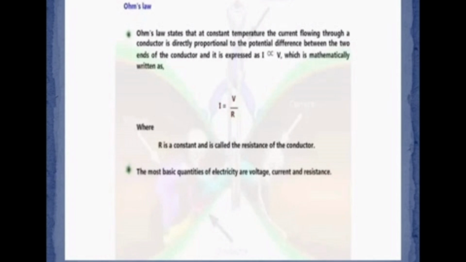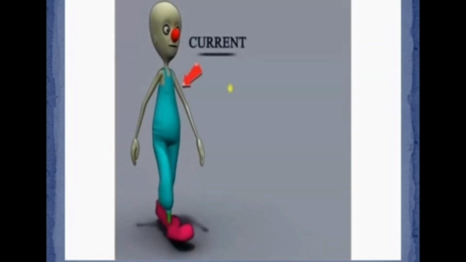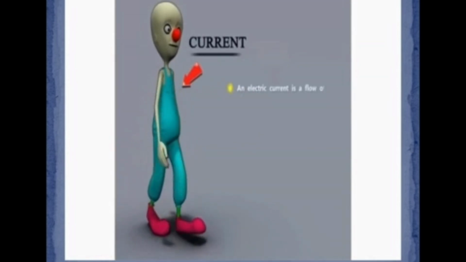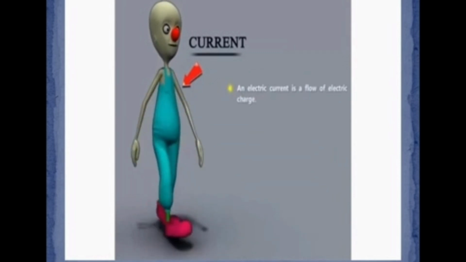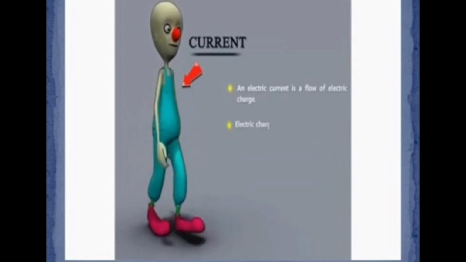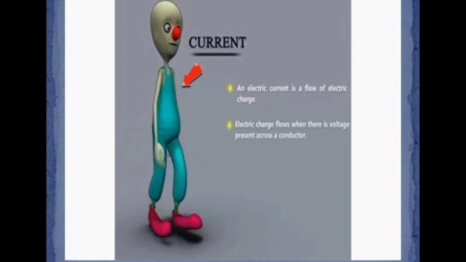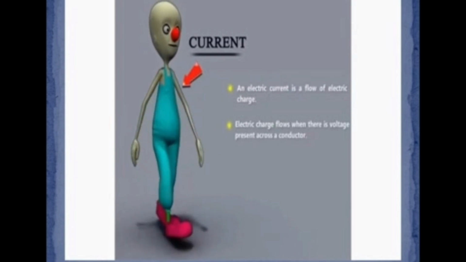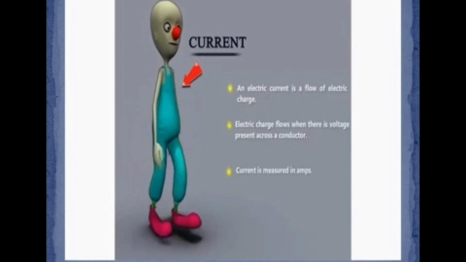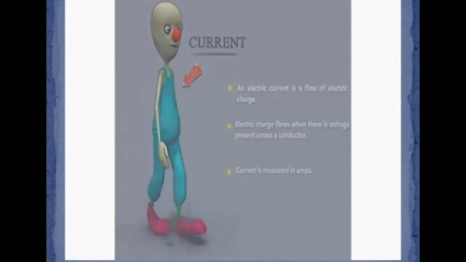So R is what we call resistance. So the most basic quantities are electrical voltage, current and resistance. These three together. Ohm's law shows the simple relation between these quantities. Now current: an electric current is a flow of electric charge. So current is the flow of charges. Electric charge flows when there is a voltage present across the conductor. So only if there is a voltage difference will charges flow. Current is measured in ampere.